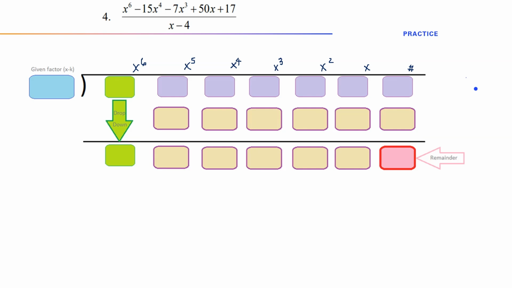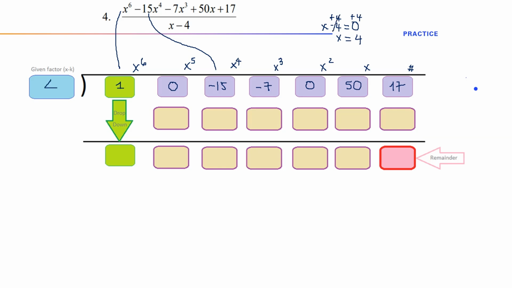So now the x to the power of 6 coefficient is 1. Then we lack the 5th, that's 0. Now 4 is negative 15. 3 is negative 7, x squared is 0, x is 50, and then the number 17, right? How we find k is we set x minus 4 equal to 0, then isolate x by adding 4 to both sides.